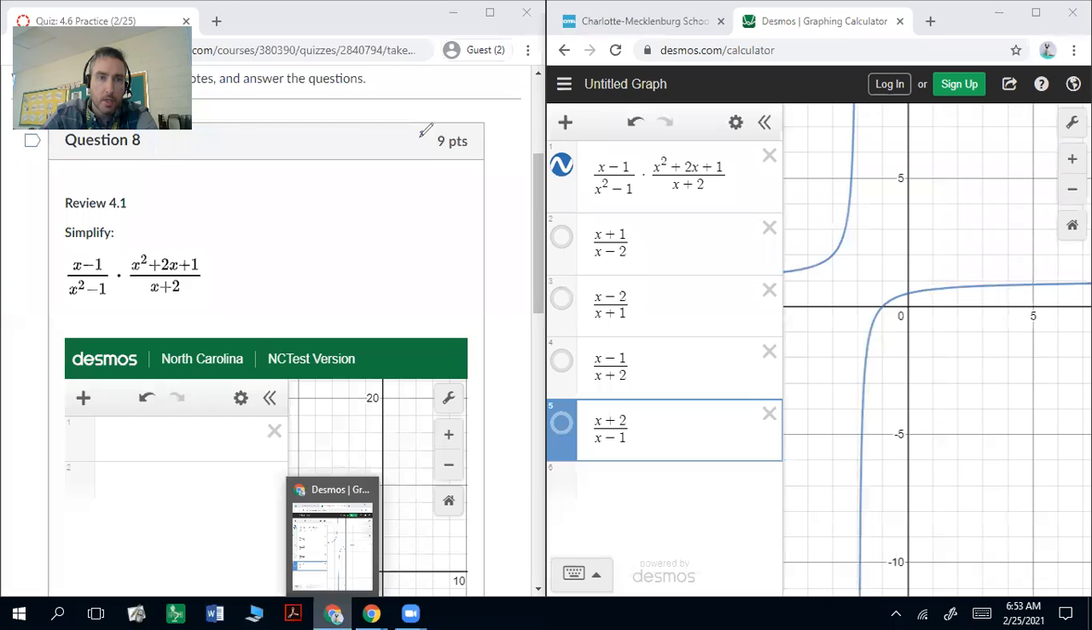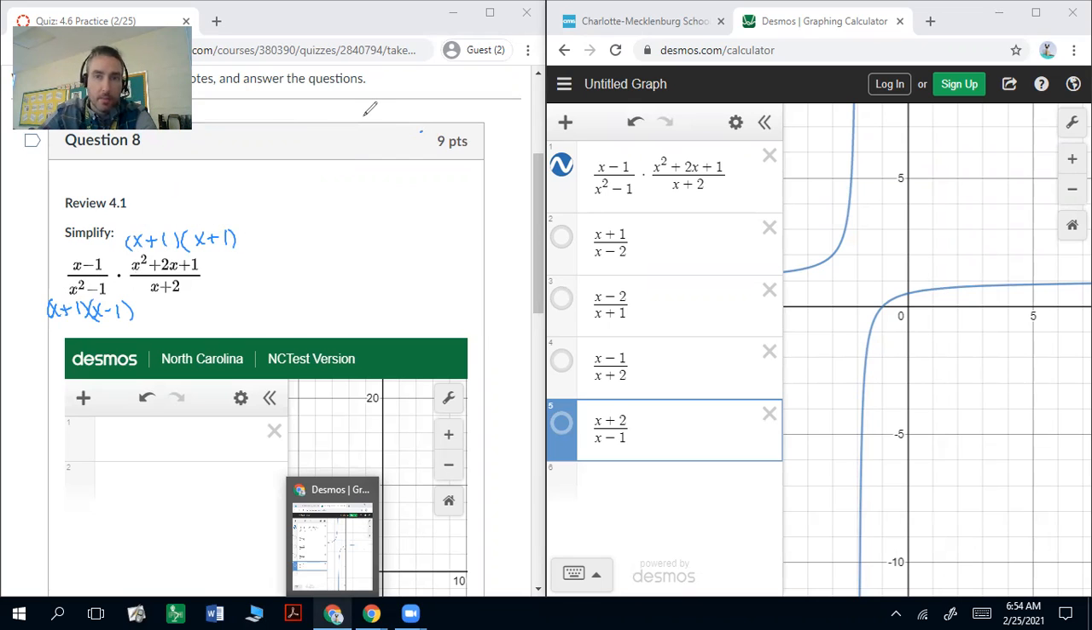All right, let's review question number 8. These are the kind of review questions at the end of the section. So let's factor the x squared minus 1. It's going to be x plus 1, x minus 1. And then this numerator here, this is going to be x plus 1, x plus 1. You can double check that, but that's x squared plus 1x plus 1x plus 1.